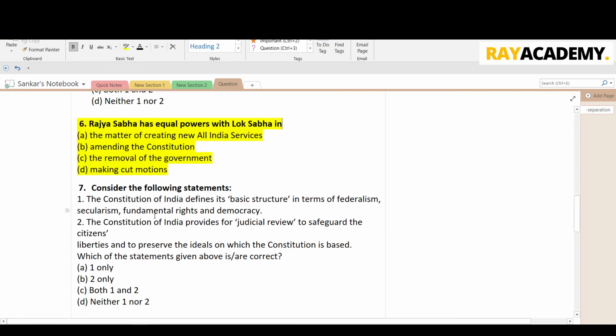Rajya Sabha has equal powers with Lok Sabha in: option A, the matter of creating a new All India Service; option B, amending the constitution; option C, the removal of the government; option D, making cut motions. Your answer is B. Okay. Any other answer?